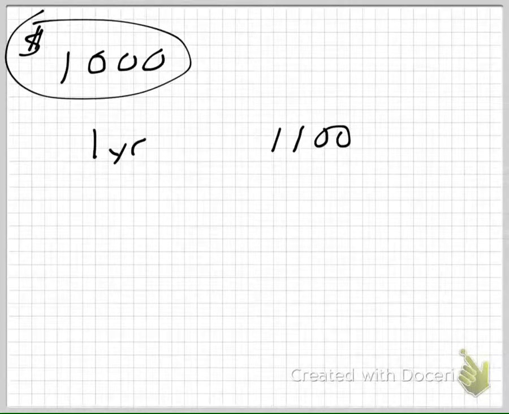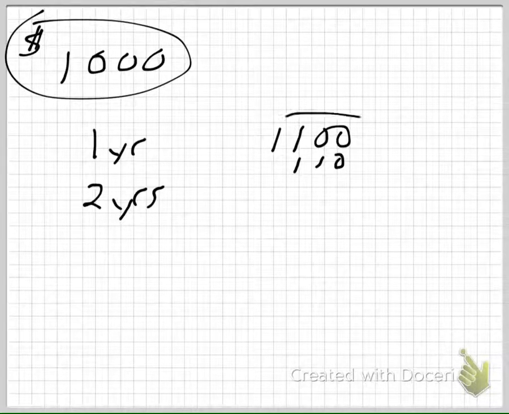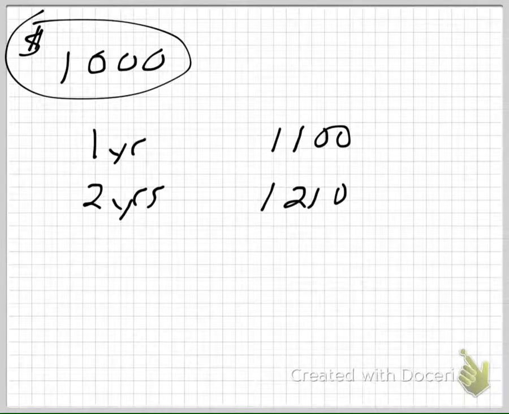1,100. Does that make sense? So after 2 years, I'm not doing 10% of 1,000. I'm doing 10% of 1,100. Well, what's 10% of 1,100? It's 110. I made an extra $10 that year because I made interest on my interest. Does that make sense? So now I add 110. The first year is this. The next year, it would be 1,210. I made an extra $10.